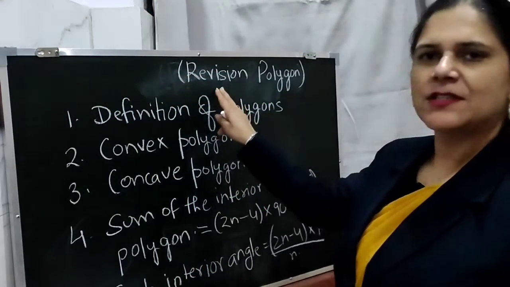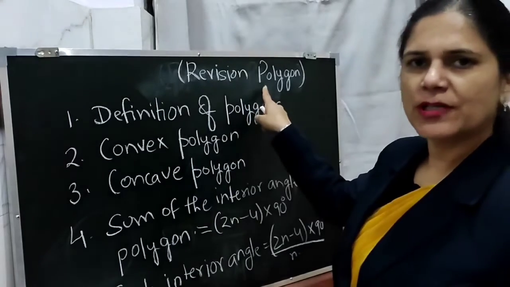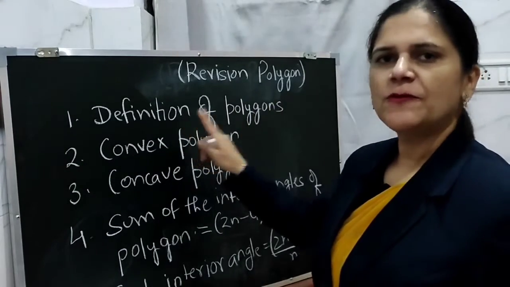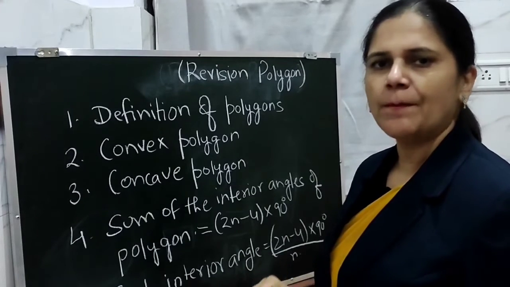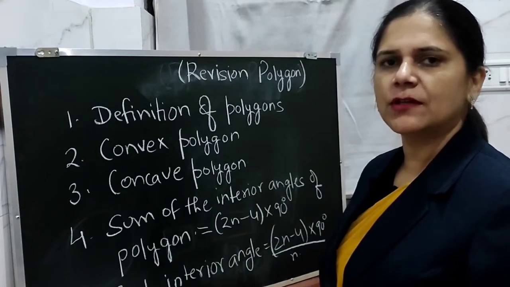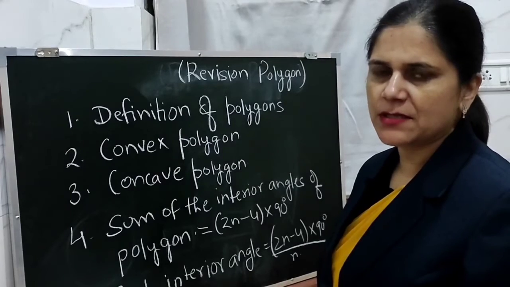Let us do the revision of the chapter which is based on polygons here. First of all, before starting this chapter, we should know what is the meaning of the term polygon. A polygon is a closed figure which is bounded by line segments.